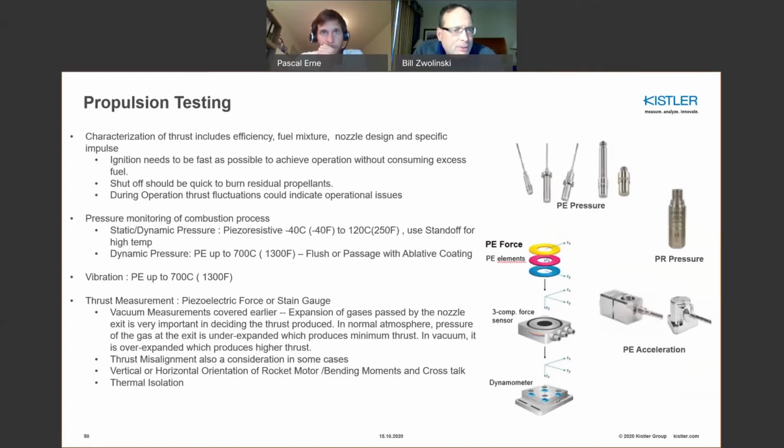Okay, but in thrust measurement, you'll find strain gauges being used, and certainly piezoelectric force sensors. And I mentioned before vacuum measurements; they're certainly still applicable. And I'm going to talk a little about thrust misalignment, as a question does come up, and there are some considerations to take on that. And certainly, whenever you have a propulsion test, you want to always make sure the thermal isolation of the force sensors is being taken care of, so as not to get any transient excitation of the sensors with temperature, because that would result in some unwanted errors.